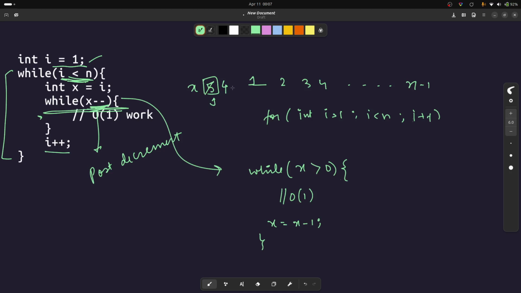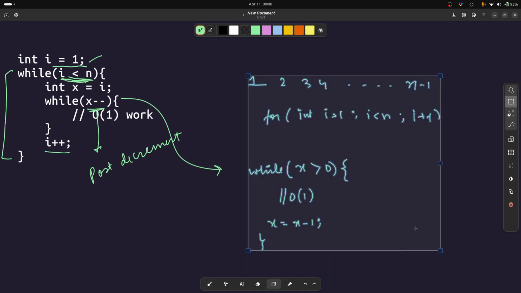Now this is part of basic programming. Whatever programming language you use, JavaScript, C, C++, Python, Java, whatever it is, you must be knowing this: post increment, post decrement, pre-increment, pre-decrement. So I'm assuming that you already know this. Okay, so considering that, now let's try to find out what is the total work done here.